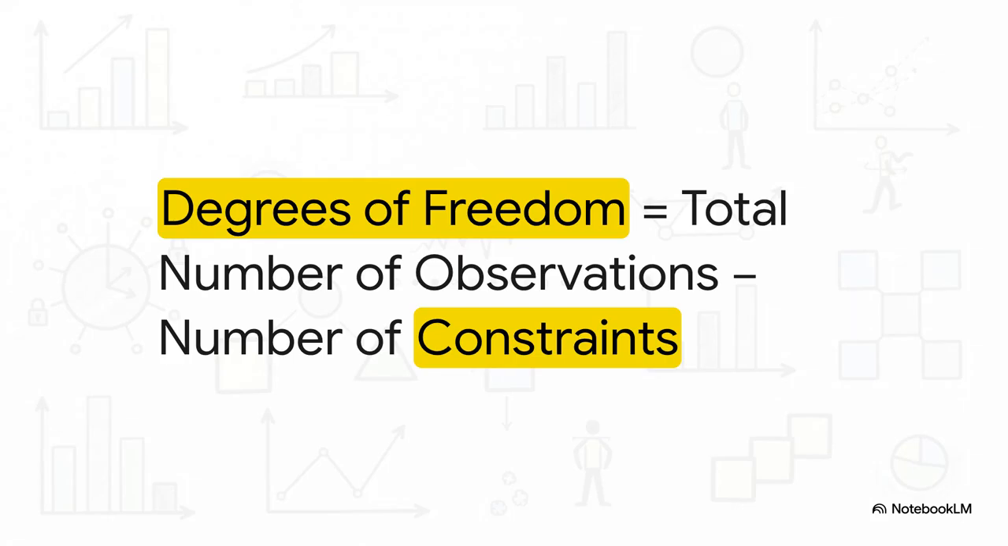And this brings us right to the general rule. It's so simple. Degrees of freedom is just your total number of observations minus the number of constraints. So in our puzzle, we had 3 total observations, or 3 numbers, and we had 1 constraint. The average had to be 10. So 3 minus 1 gives us 2 degrees of freedom. See? It's the same thing.